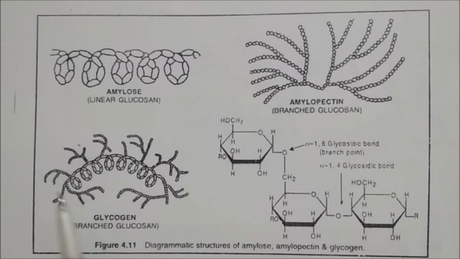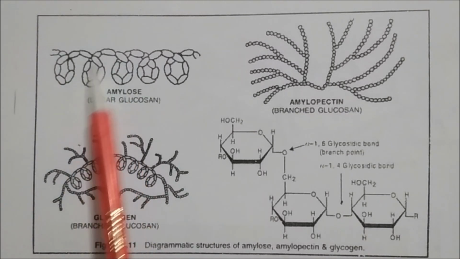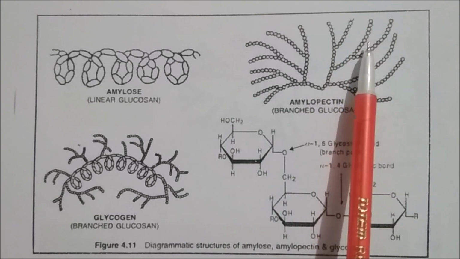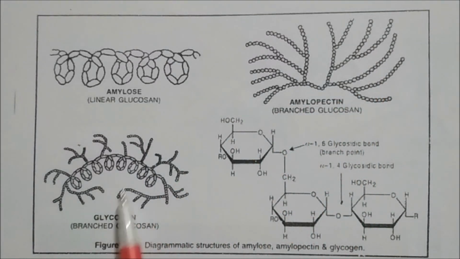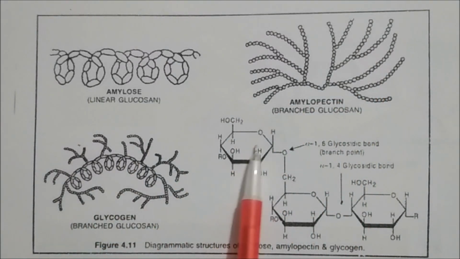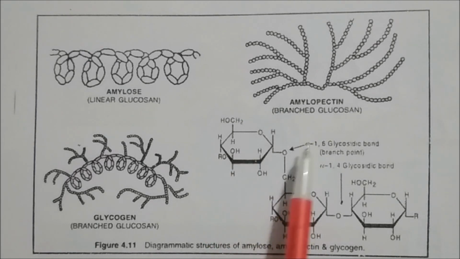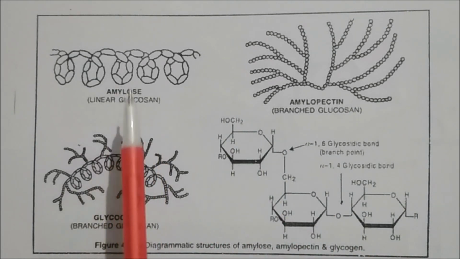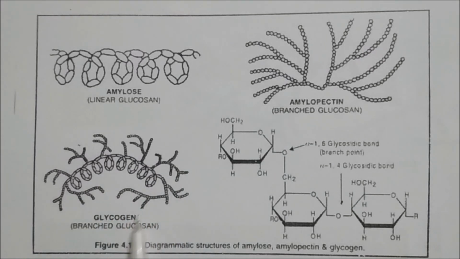So this is the structure of amylose in the helical structure. And amylopectin, you can see, has branched structures. This is the glycogen structure. You can see clearly the glycosidic bonds, the branch chain, and how it is connected. You can see these structures. So I hope you understood amylose, amylopectin, and glycogen. Now let us see the difference between all these compounds.